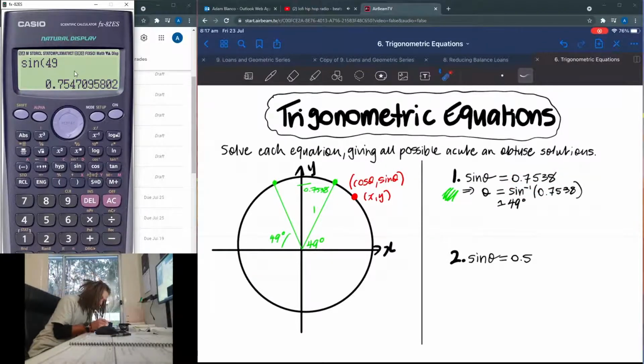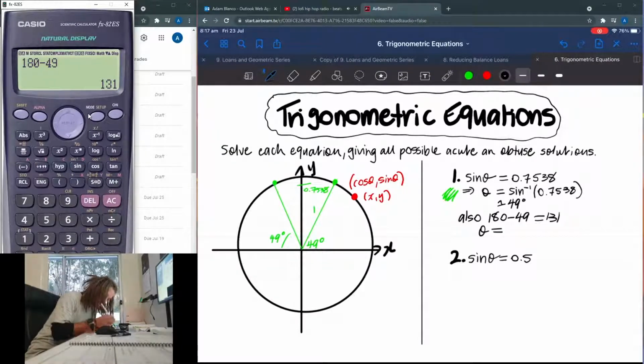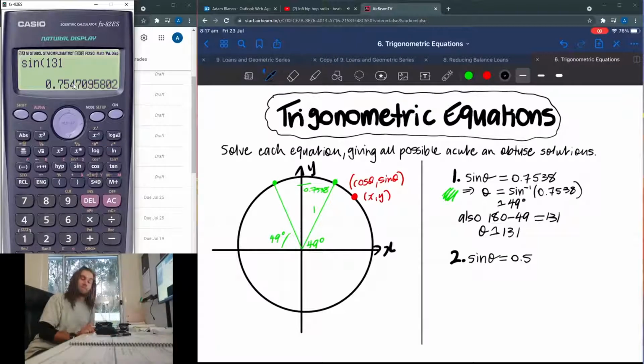Now, if I were to also go with this angle, which is also 180 minus 49, which is equal to, okay, I'm not making a mistake here, 180 minus 49, 131. 131, and that's also a solution. So theta also equals 131, and I'll show you. Sine 131 is also 0.75. So this stuff is really, really cool because there's more than one solution.